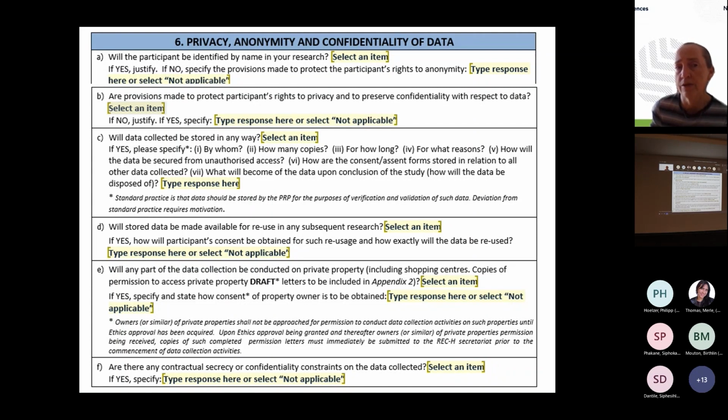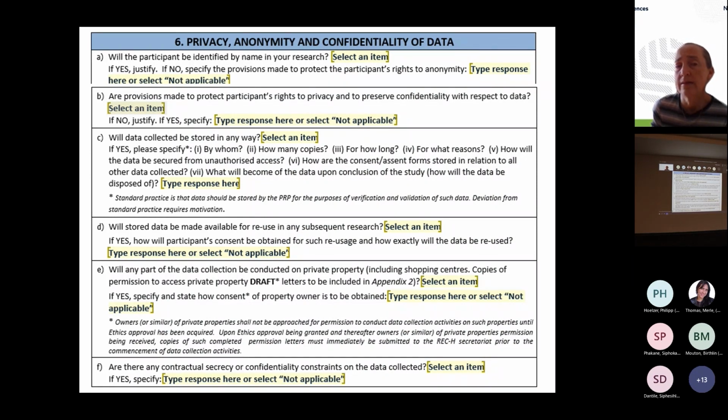There are exceptions, however. Are provisions made to protect the participant's right to privacy and preserve confidentiality? Again, in most cases the answer will be yes here. There are very few exceptions. C is very important. Will the data collected be stored in any way? In most cases, we will store data. And then there are 7 items that we need to respond to. On the next slide we're going to look at these 7 items, so I'm quickly going to skip them.